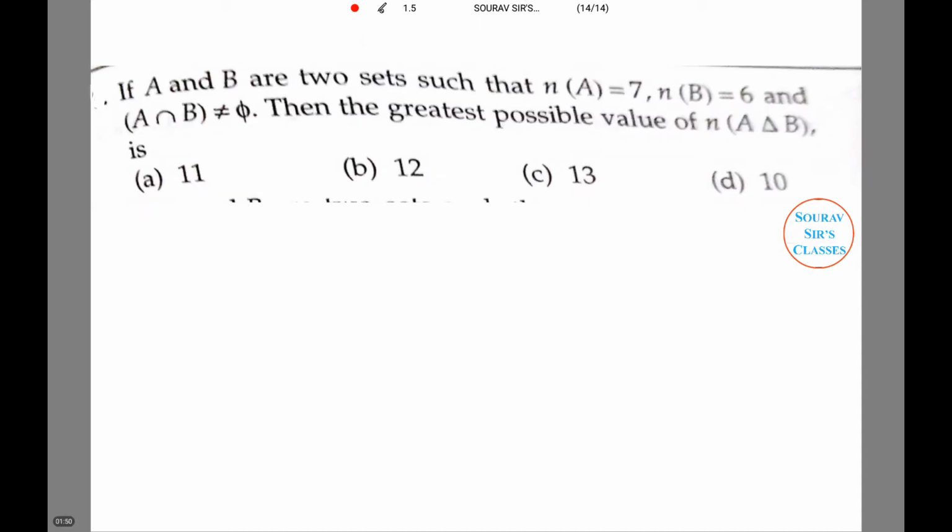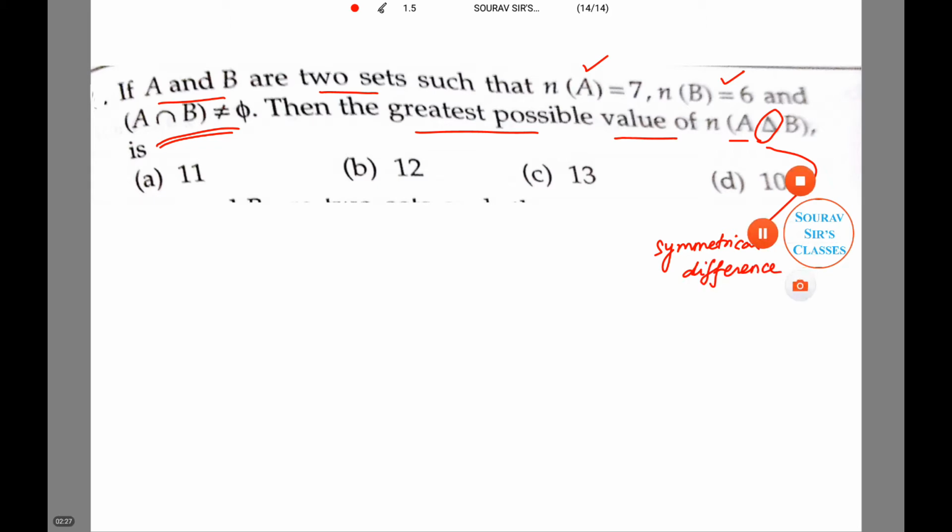Moving on, let us read the next question. If A and B are two sets such that n(A) is equal to 7 and n(B) is equal to 6, and their intersection is not a null set, find the greatest possible value of n(A Δ B). This delta in set theory denotes symmetric difference, the symmetric difference between the two sets. So we need to find the greatest possible value of this.